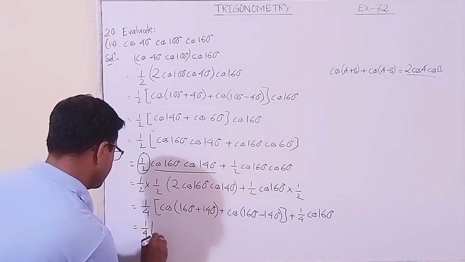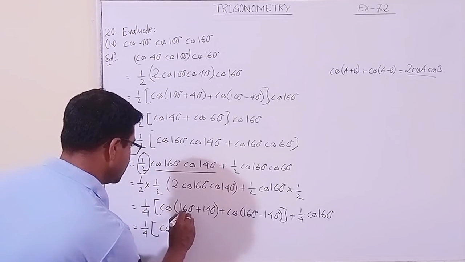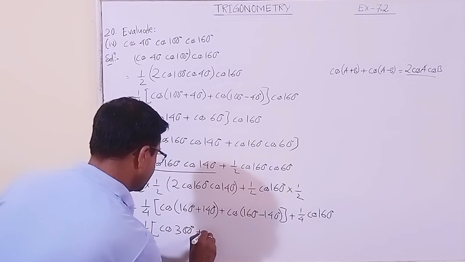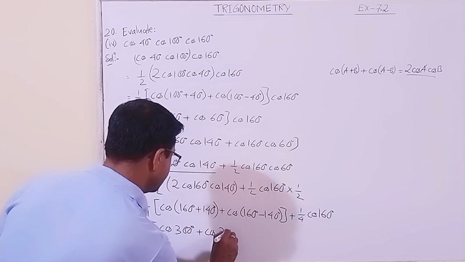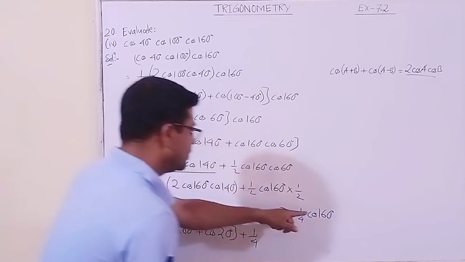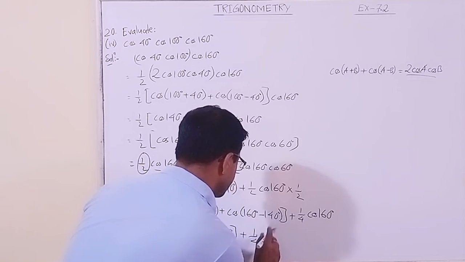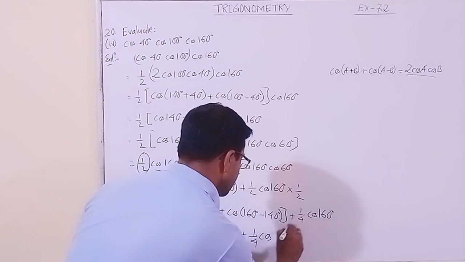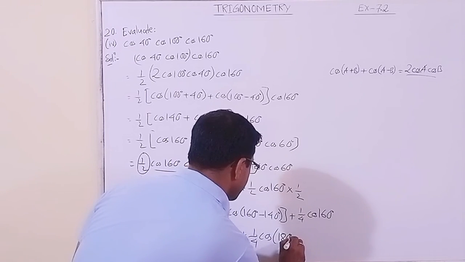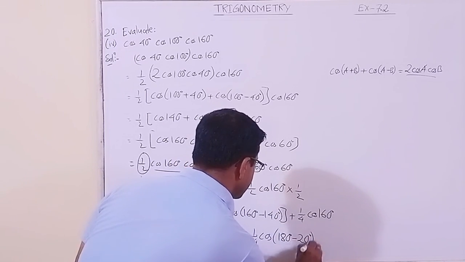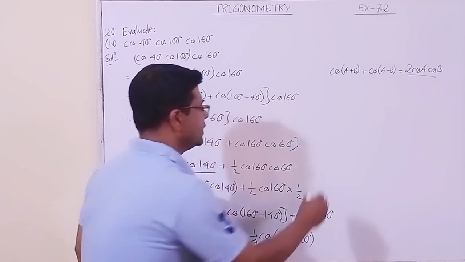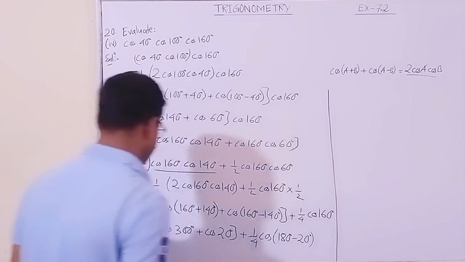1 by 4, this is cos of 160 plus 140 is 300 degree, then cos of 20 degree, plus 1 by 4 cos 160. Let us simplify it because we have to get this 20, isn't it? What we'll do, 160 means 180 minus 20. Got it? 160 means it is very simple, 180 minus 20. Let us simplify it here.